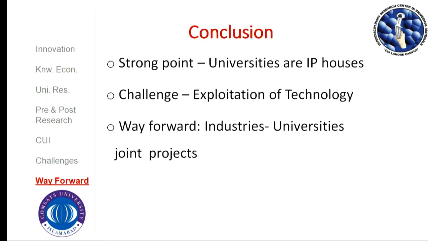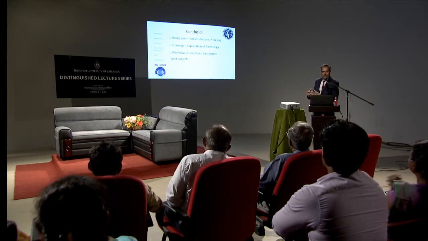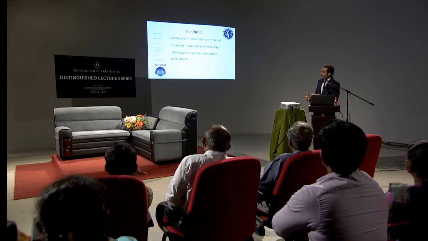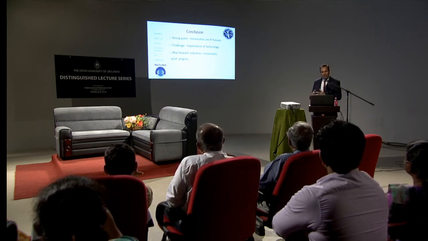So what is the conclusion now? What's the strong point? Universities are IP houses. Universities contain professors. They have researchers. They have better infrastructure as compared to the industries. They can develop technologies, and they have more power to get and produce patents. So where is the challenge? Exploitation of the technology. Academics are publishing a lot of good papers, and that's it. Academics have to really think about how their research could be commercialized. That's basically the way forward.